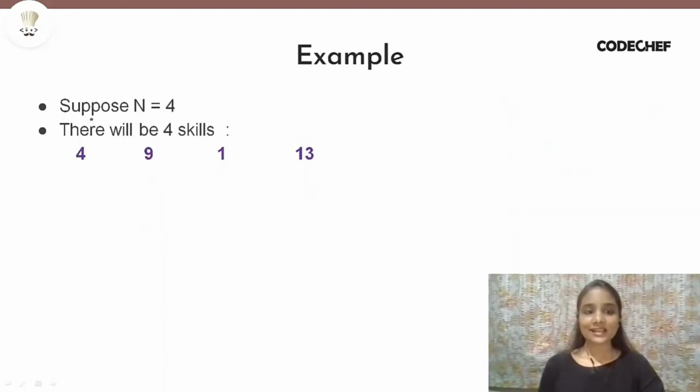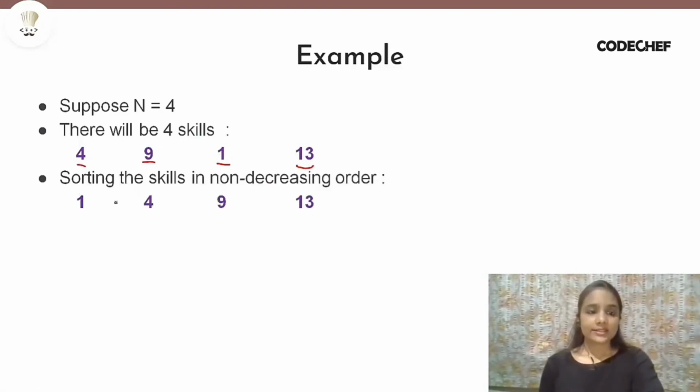Now let us take another example to understand this better. In this also we have taken n equals to 4. So there are 4 horses and 4 skills. The skills are 4, 9, 1 and 13. Now what is the second step? We'll sort the skills in non-decreasing order. So we have sorted it. Now 1 is less than 4, 4 is less than 9, 9 is less than 13.